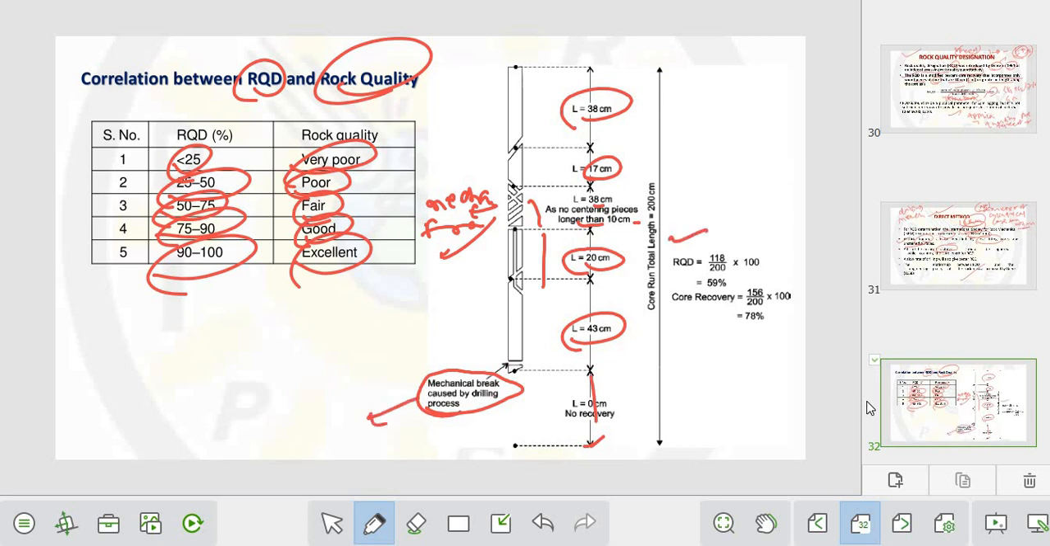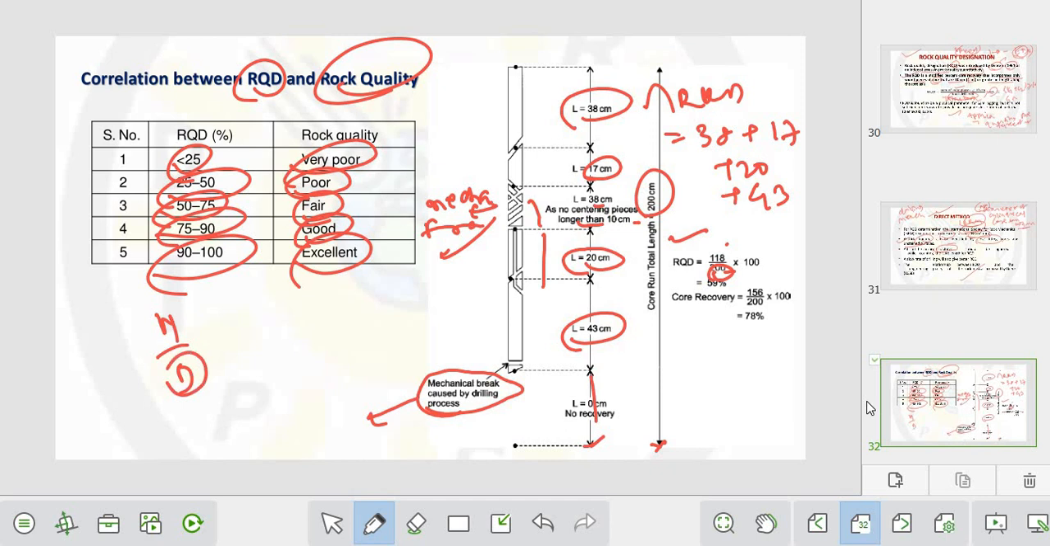So what will the RQD be if you calculate? 38, 17, 20, 43, if you add these, out of 200, because the total core run is 200 centimeter. The numerator and denominator units should always be the same. If the numerator unit is centimeter, the denominator unit should also be centimeter. Okay, as it is centimeter in both, like 38 centimeter, 17 centimeter, the length in the numerator as well as the denominator is the same. So 118 upon 200. So that is the RQD.